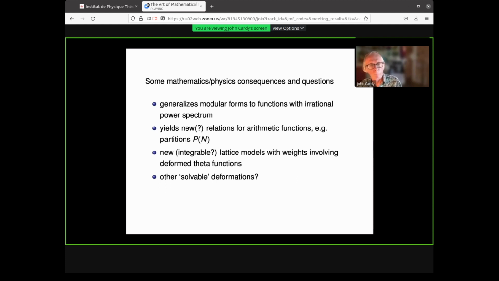Because you have these deformed theta functions, that suggests that they might be useful for constructing new and maybe integrable lattice models. And I should also mention that T-Tbar is just one of a whole family of similarly solvable deformations, and it will be interesting to understand this.